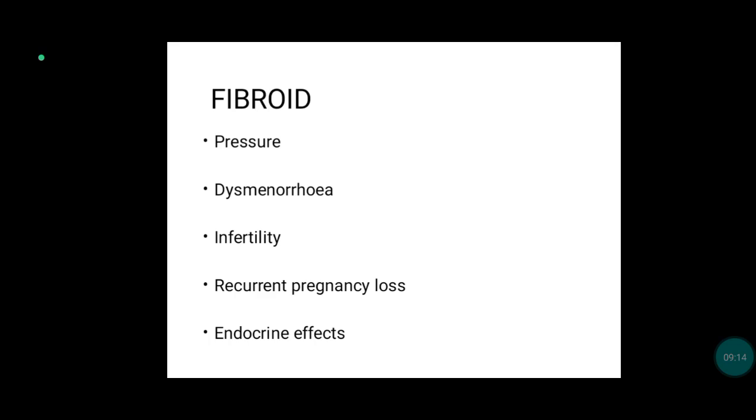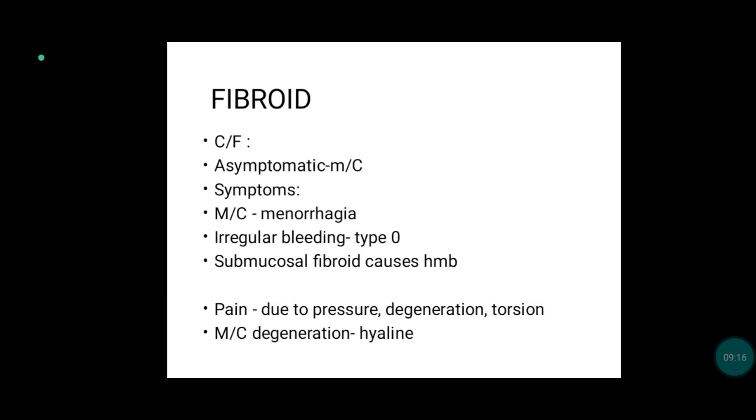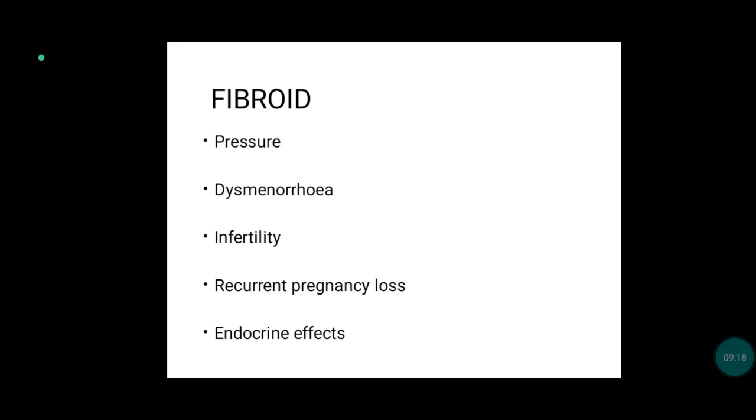And regarding red degeneration, hyaline degeneration is the most common degeneration in fibroid, but red degeneration is specific to pregnancy, especially in the second trimester of pregnancy. Red degeneration will cause local tenderness in the area of the fibroid. It will present as acute abdominal pain, nausea, and vomiting; fever may or may not be present.